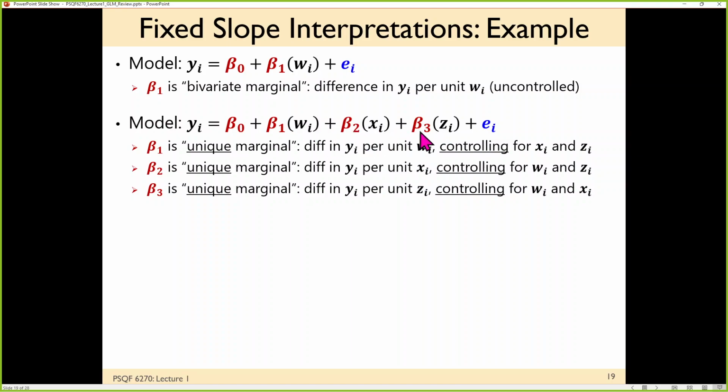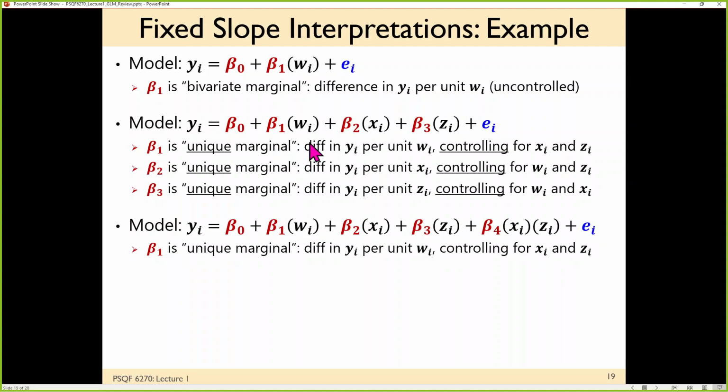But each of these is not part of an interaction term. These are what we would call main effects or marginal main effects. Marginal means applies to everybody. This is the slope of w no matter what your standing is on these other variables. This is for the whole sample. Beta 1 is one number and it applies equally to everyone.